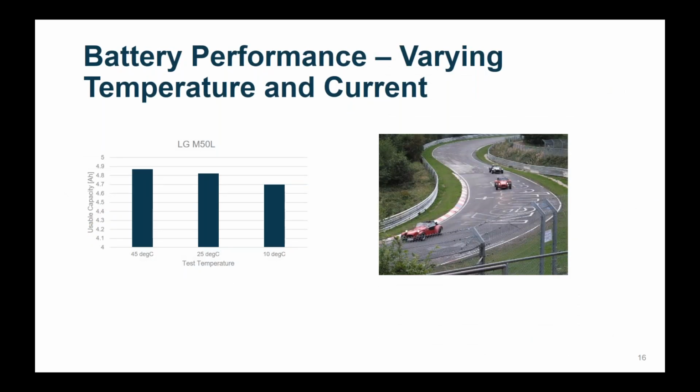You can also look at variable temperature and current. So the battery configuration parameters from the Volt database are temperature dependent. So the amount of capacity that you're going to get out of a pack depends on the temperature at which the pack is cycled.